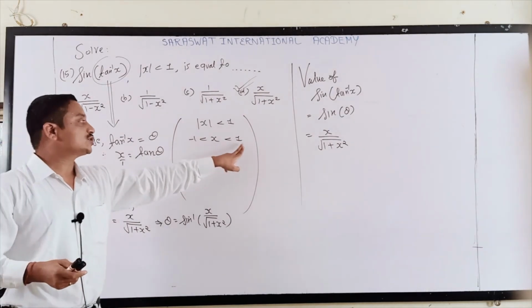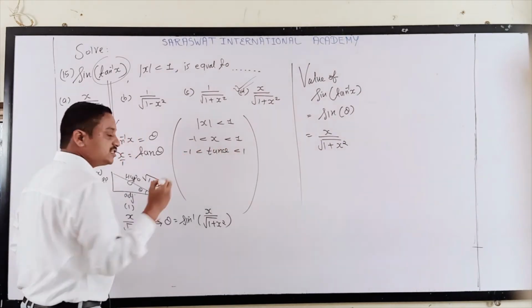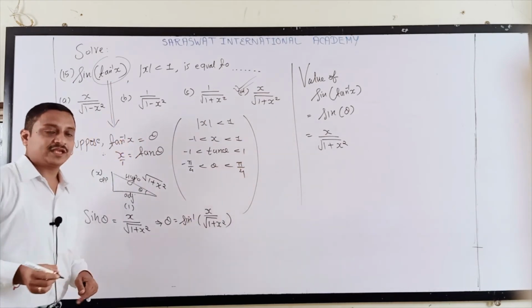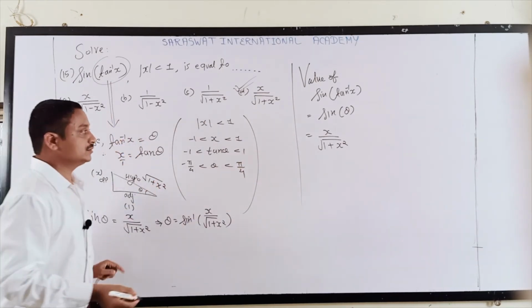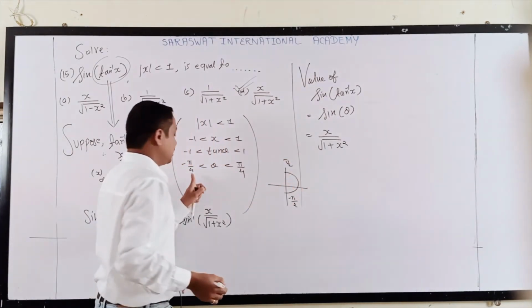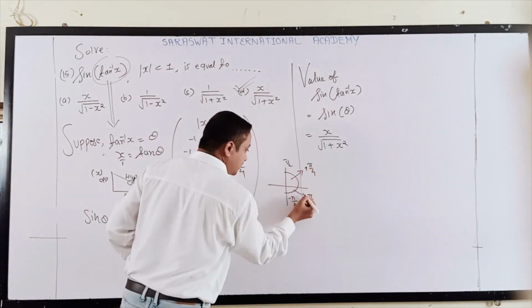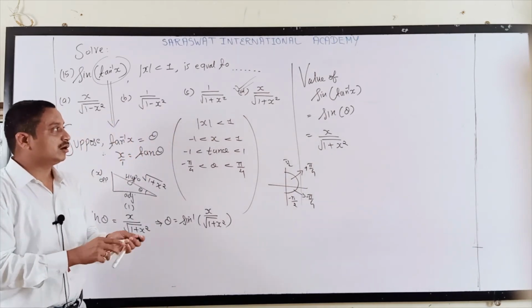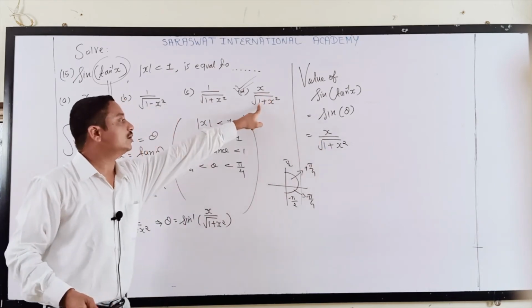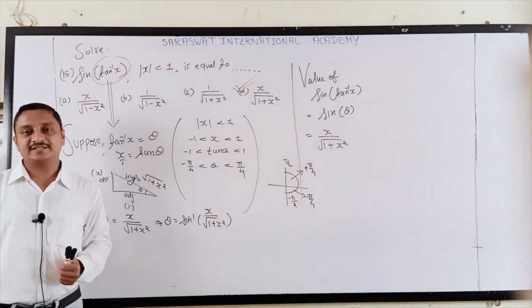Now, students, going to the condition, minus 1 to x to 1, it's very easy. Minus 1 to tan theta to 1. When is tan theta 1? Yes, at 45. This range is definitely covered by sine inverse. What is the range of sine inverse? Minus 90 to 90. And here, minus 45 to plus 45, so indirectly they belong to the range of sine inverse. That's why the answer is x by under root 1 plus x square.